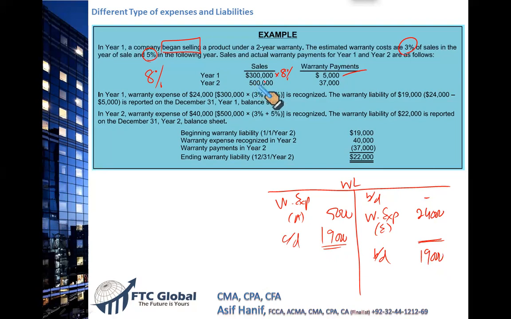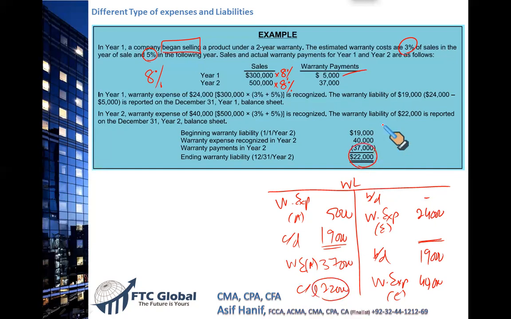What happened in the next year? The next year sale was $500,000, of which 3% is in the same year and 5% in year 3. We will charge the complete 8% in the year of sale. That is the matching concept. 500,000 times 8%, so it's going to be 40,000. So you will debit the warranty expense account, credit the warranty liability with $40,000. This is the estimate. The actual warranty payments were 37,000. So 40 plus 19, 59. 59 less 37 gives you 22,000. So the closing balance, this is the actual warranty. The closing balance is $22,000 carried on, and that's the exact number.